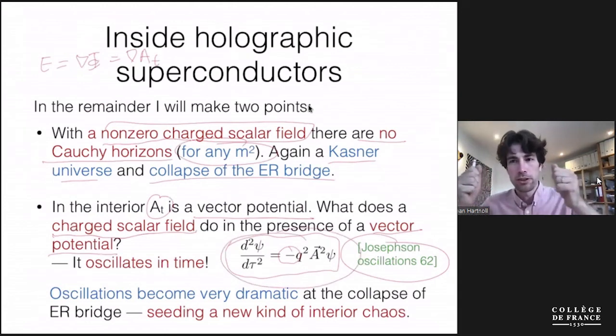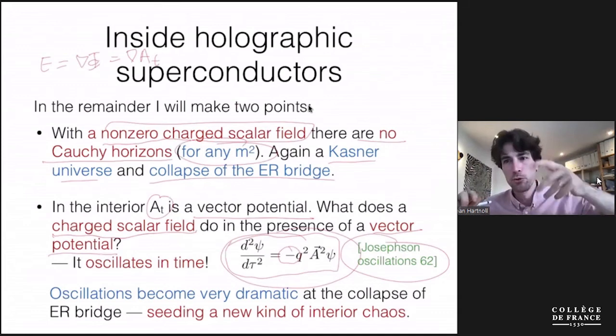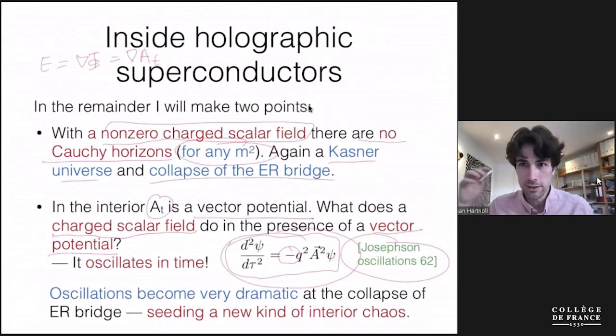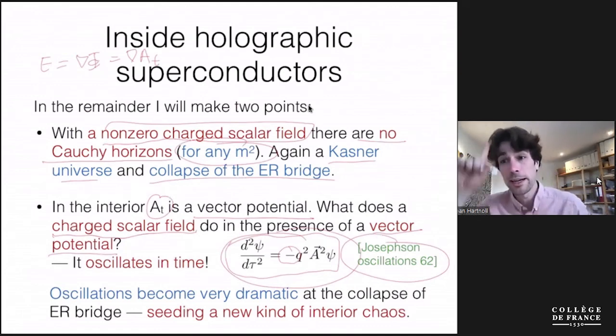Josephson is normally thought about as a phase difference, Josephson oscillations when you have a condensate with a phase difference, but you can do a gauge transformation that removes the phase difference, and it will introduce a vector potential. So it's the same thing. What we expect is that the charged scalar field should start to oscillate inside the black hole in time. t is now time. Sorry.